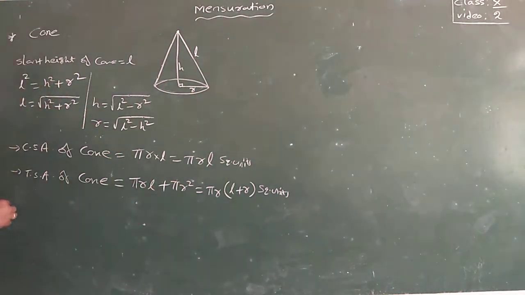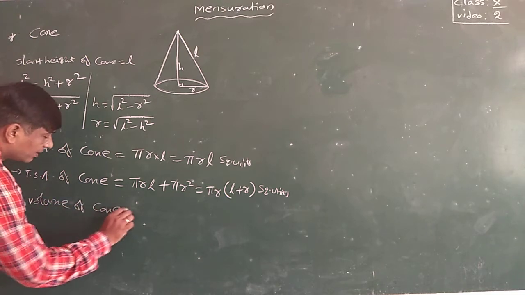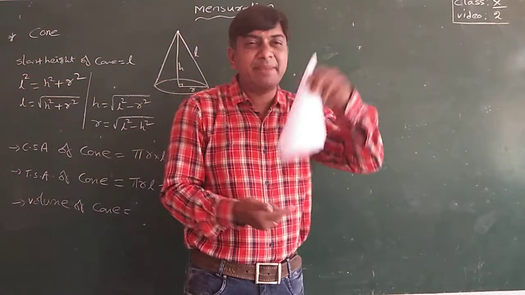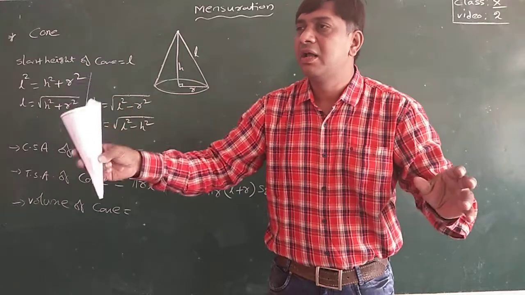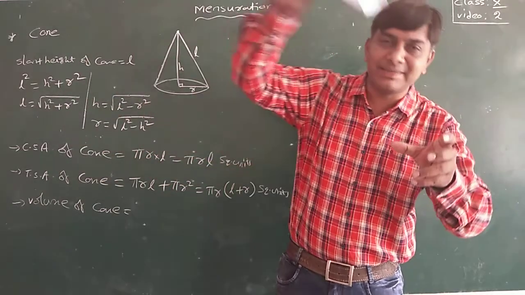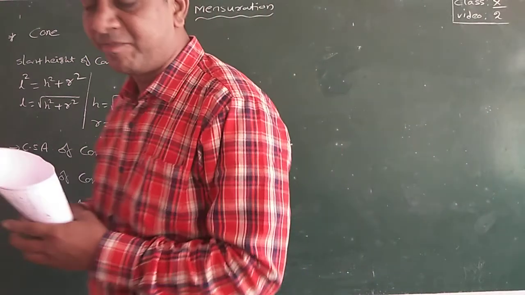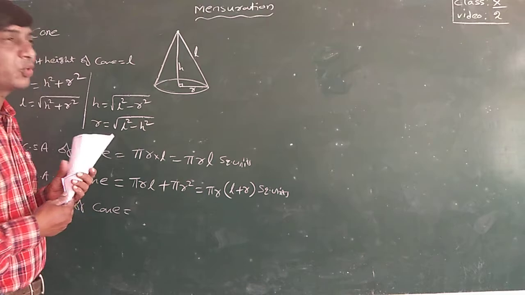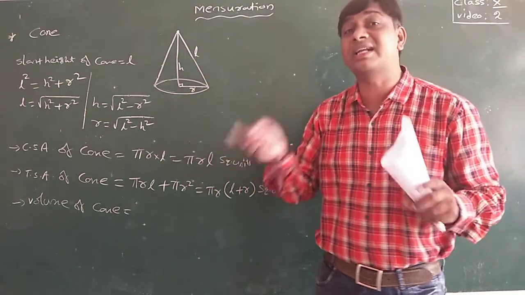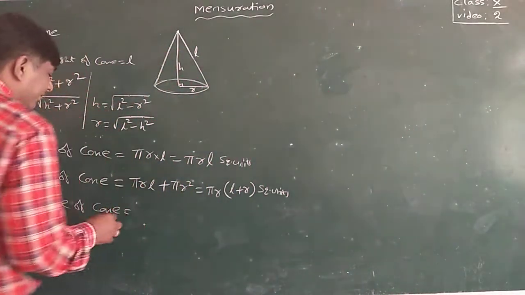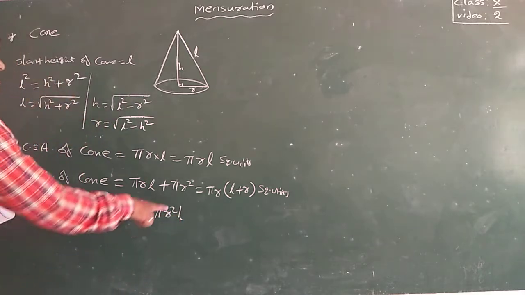Now, volume of the cone. Volume of cone means same height, same radius. If you take a cone and a cylinder, if you pour the water with the cone into the cylinder 3 times, then the cylinder will fill. Means the cone is 1/3 of the cylinder. Volume of a cone is equal to 1/3 of the cylinder. Keep it in mind, the height and radius of the cone and the cylinder are the same, then only volume of a cone is equal to 1/3 into pi r square h, because pi r square h is the cylinder volume.